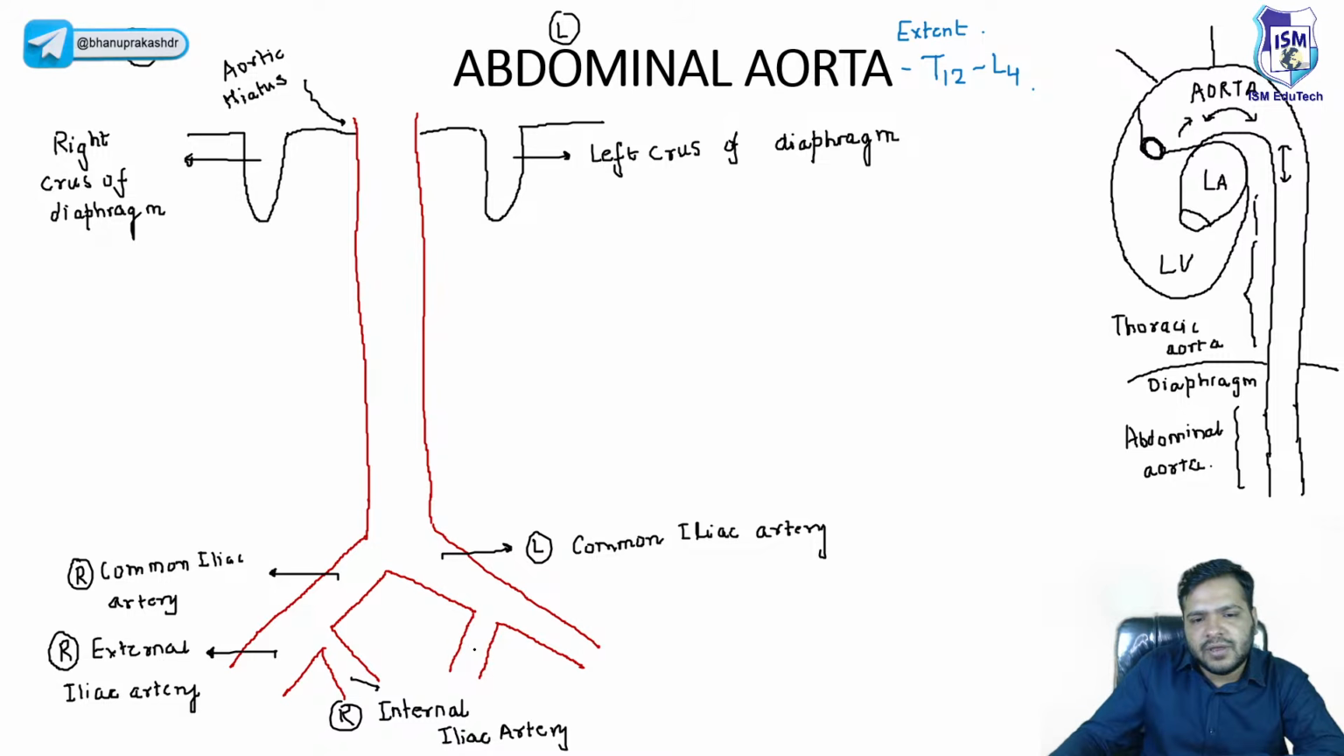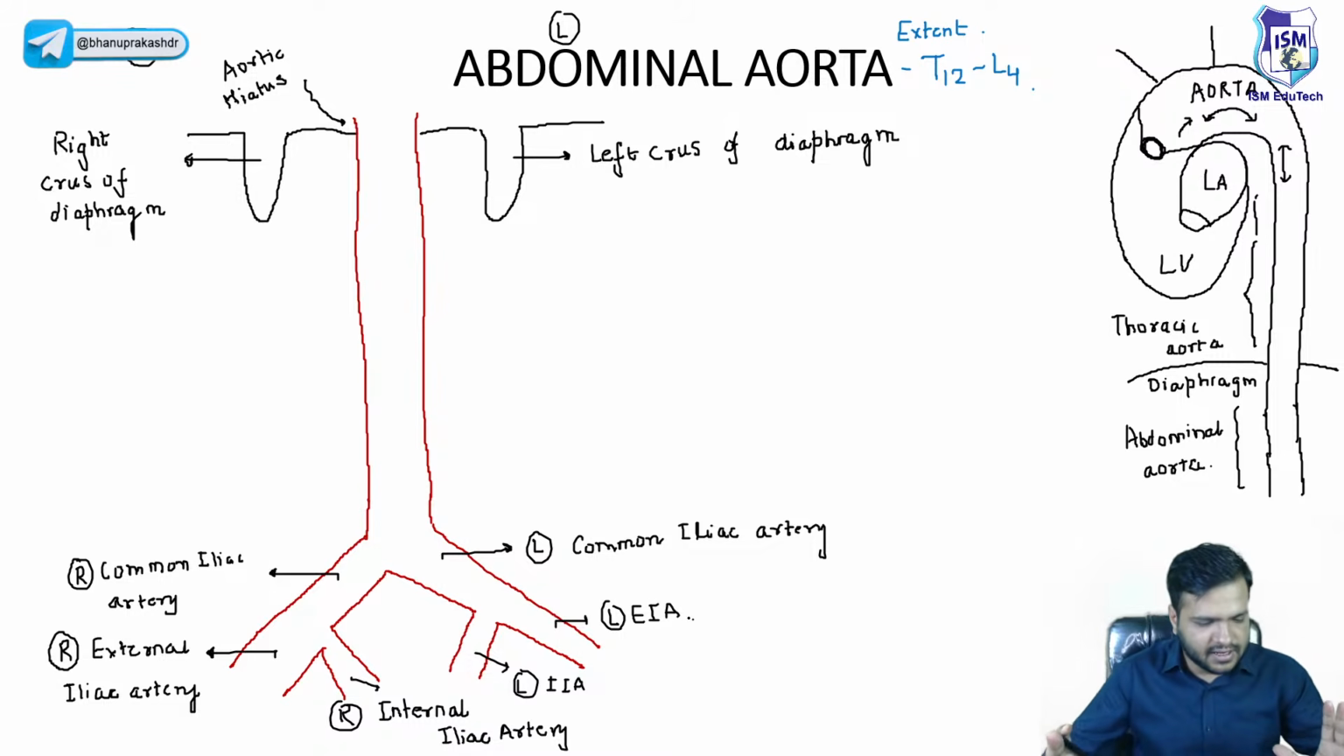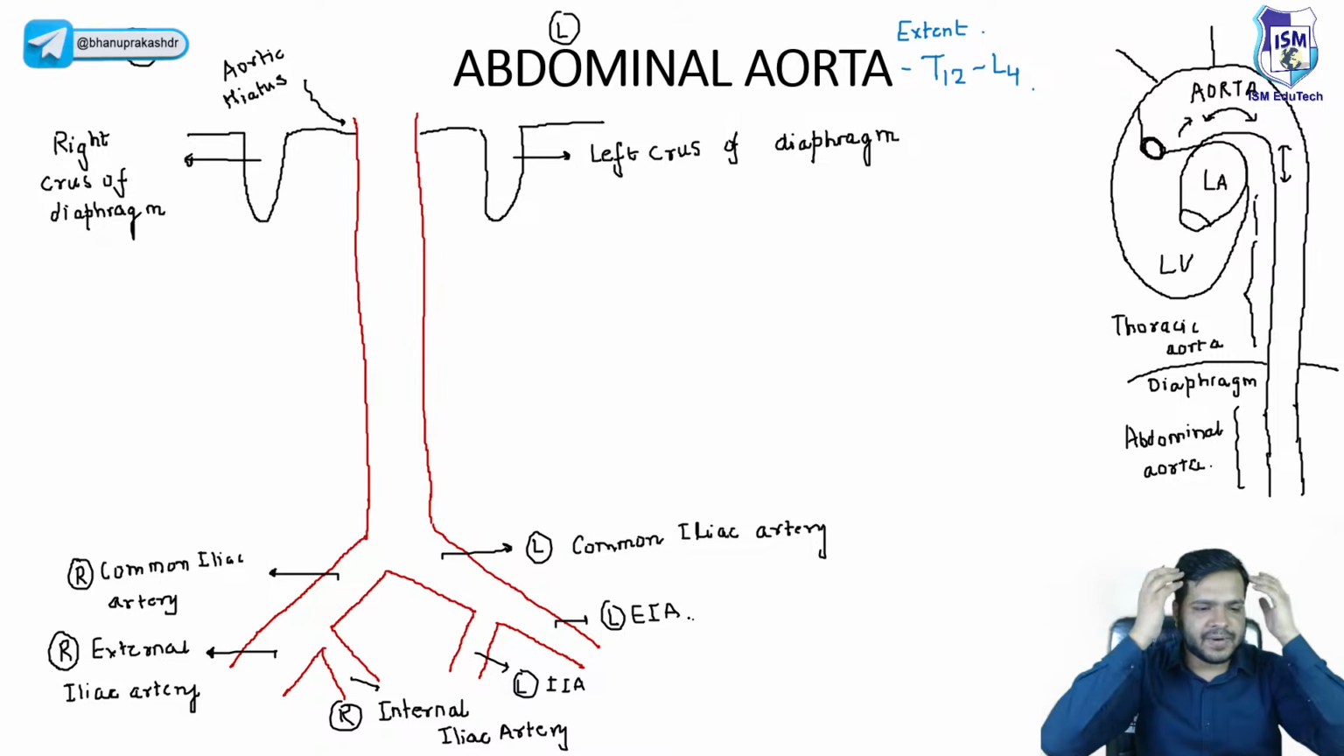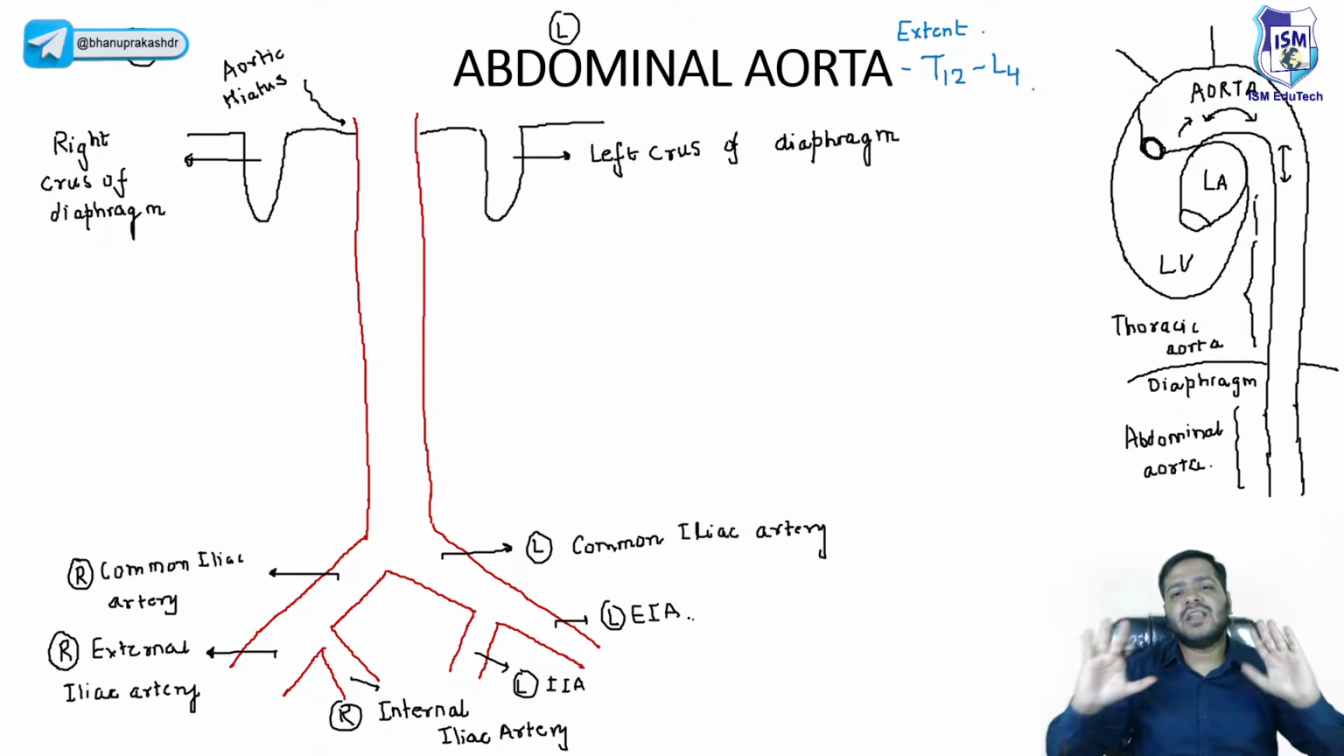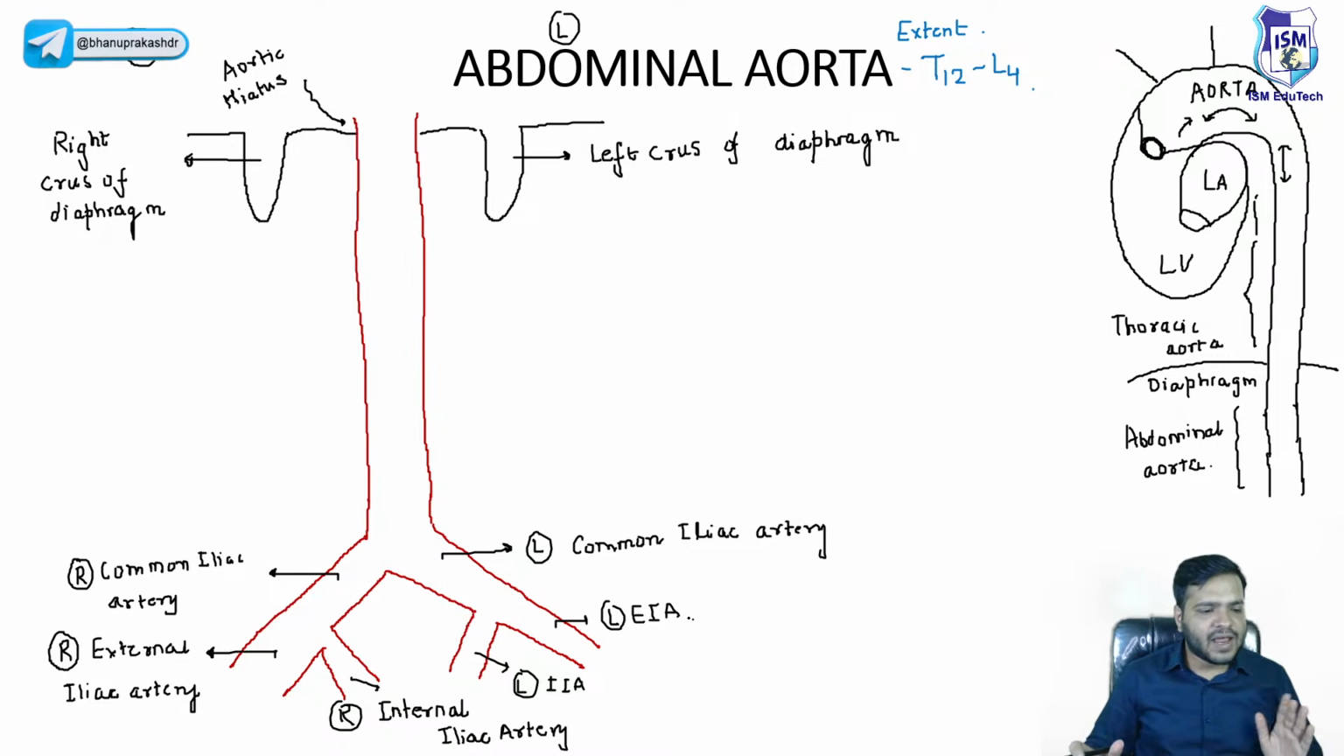Same way it goes from here also, like it will be the left internal iliac artery and the left external iliac artery. I hope this picture is clear right now. So you should remember, beta. I hope this lower portion is clear. Then I will start telling the branches. So remember, beta.